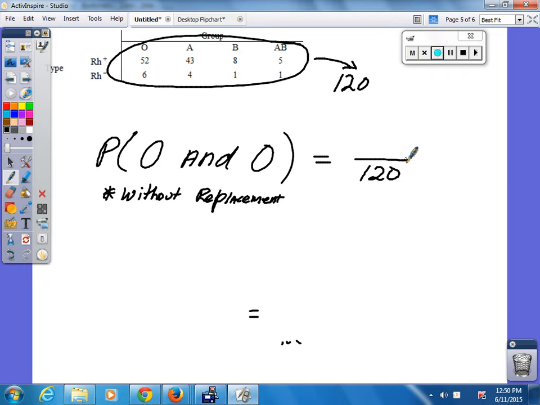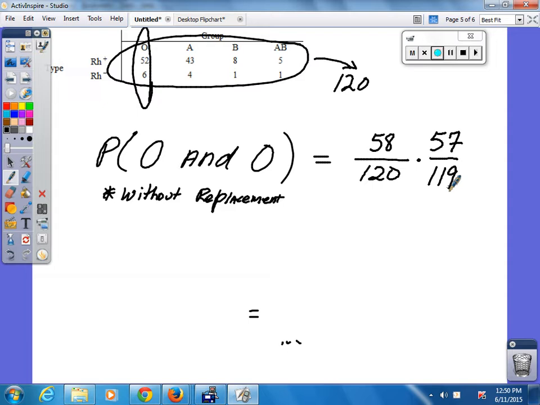Okay? Now how many are O? 58. So your first drawing is going to be 58 over what? 120. Your second draw is going to be out of what? 57 out of what? 119. There you go. And now you take those two and you multiply them together.